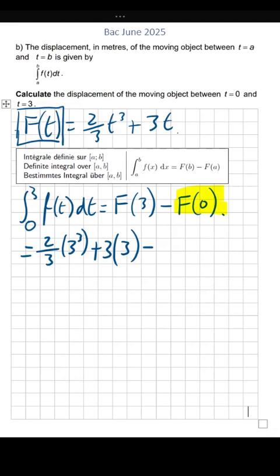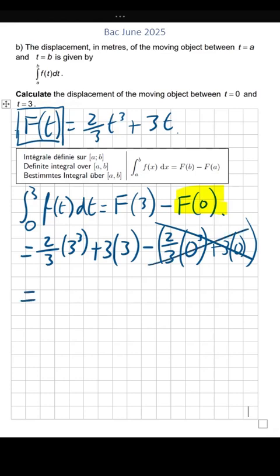2. Now, 2 over 3 times 0 cubed plus 3 times 0. Now, 0 cubed is 0. 2 over 3 times 0 is 0. Plus 3 times 0. All of this in here is just equal to 0. So I'm effectively doing minus 0. Minus 0 doesn't change the result at all. So I can ignore that completely.